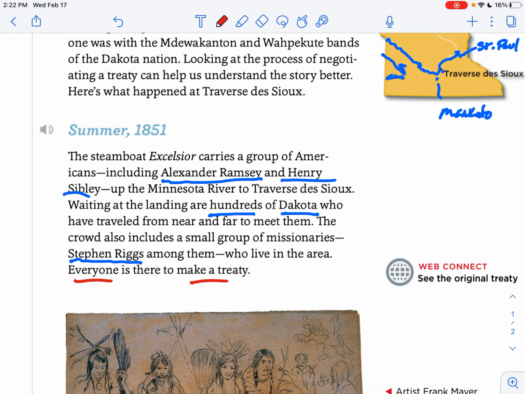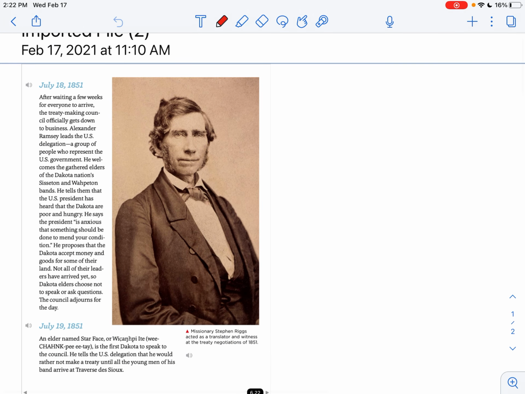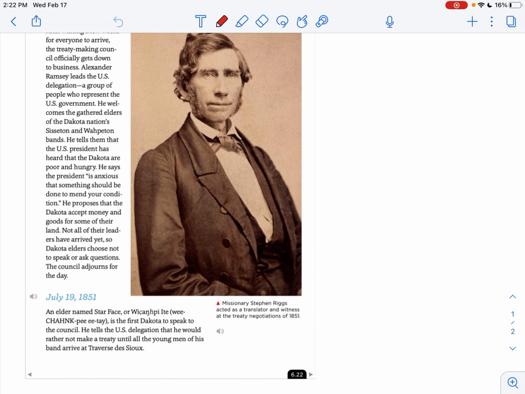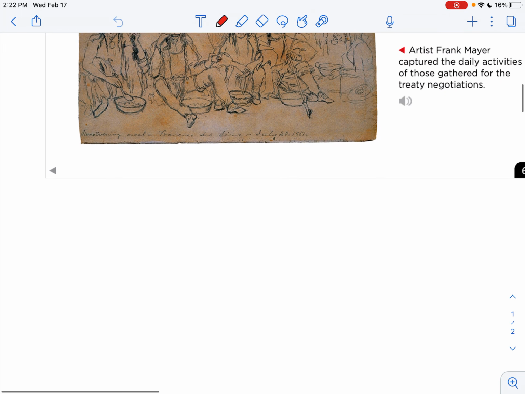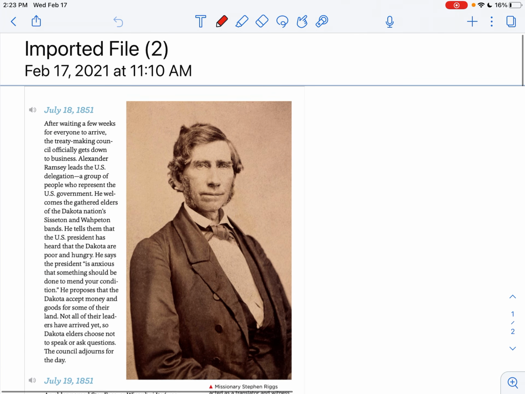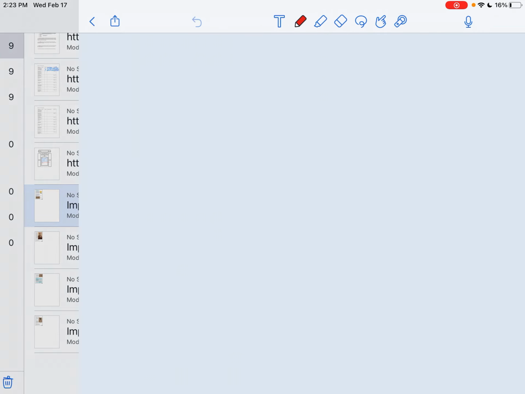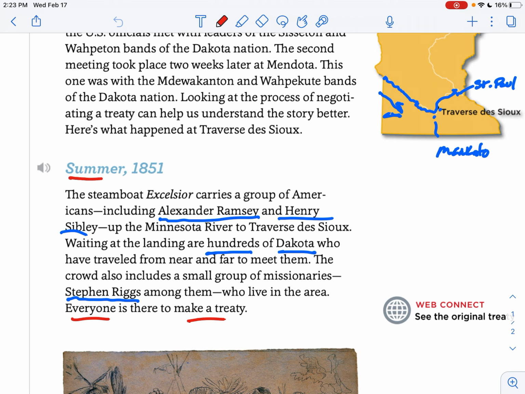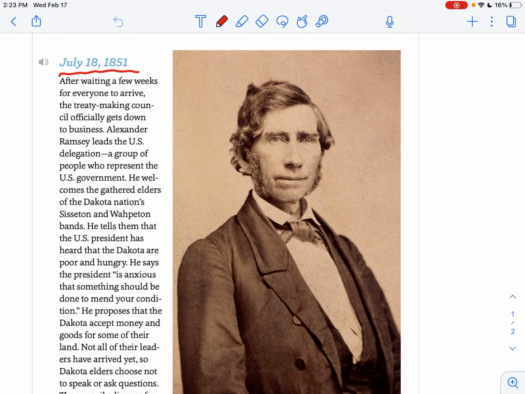So, everyone is there to make a treaty. Groovy. Next page. Is this the next page? 622? Is this 621? Hot dog. It was. So we're in good shape. So July 18th, 1851. After waiting a few weeks, it waited a few weeks for people to arrive. When did this process start, boys and girls? This process started in the summer of 1851. All right, so a few weeks goes by. They're hanging out at this place.